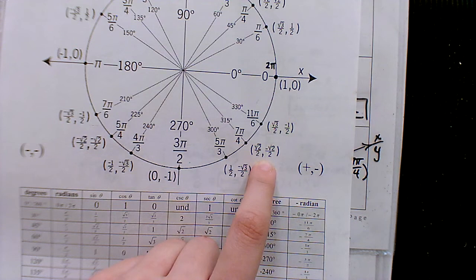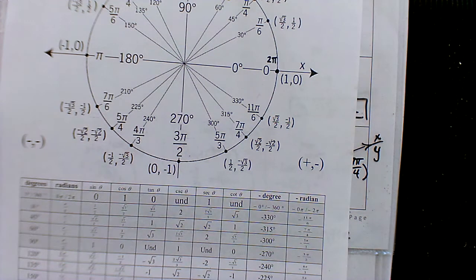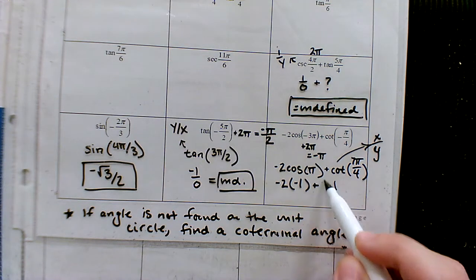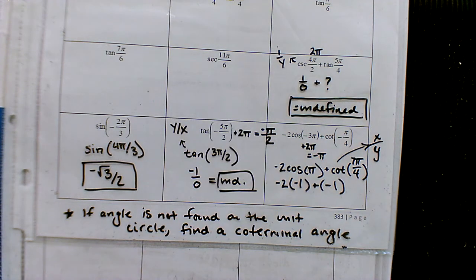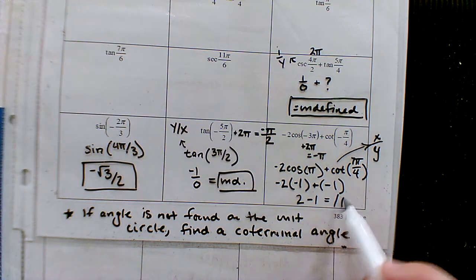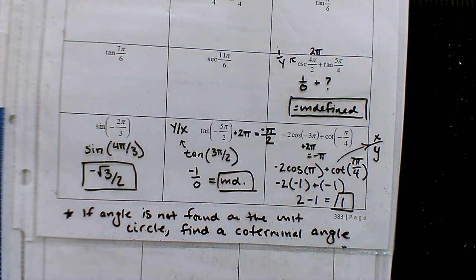Can we think about this one in our heads? If we took a positive square root of 2 over 2 divided by a negative square root of 2 over 2, what would we get? Yeah, -1. You're dividing the same number, so it's going to just simplify to -1 in this case, because one of them was negative. So it looks like we have 2 minus 1, which is 1.